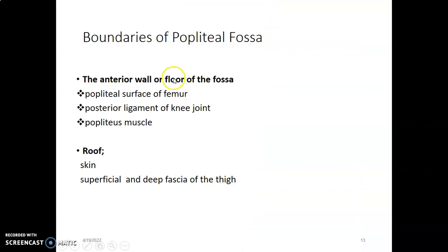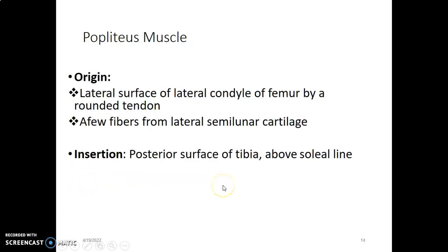So the anterior wall, or rather the floor of the popliteal fossa, is formed by the popliteal surface of femur. Then we have the capsule of the knee joint, or the posterior ligament of the knee joint, and popliteus muscle. So you have popliteal surface of femur above, then at the knee joint you have capsule of the knee joint, then below the popliteus muscle. So those are the three structures forming the floor of the popliteal fossa. And the roof is formed by skin, superficial fascia, and the deep fascia.